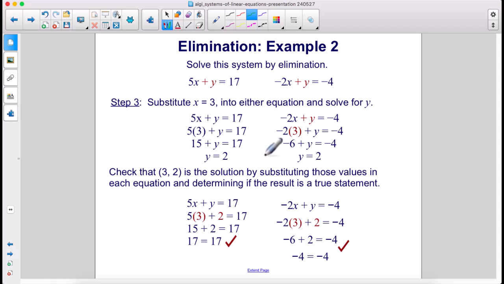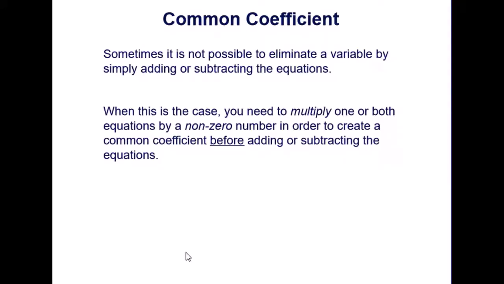Then we check that 3, 2 is the solution by substituting those values into each equation and determining if the result is a true statement. Since they are both true statements, that is our solution. Common coefficient. Sometimes it is not possible to eliminate a variable by simply adding or subtracting the equations. When this is the case, you need to multiply one or both equations by a non-zero number in order to create a common coefficient before adding or subtracting the equations. It's an extra step of work.